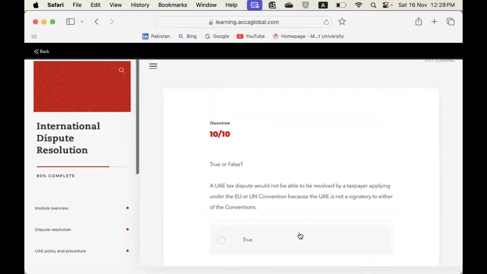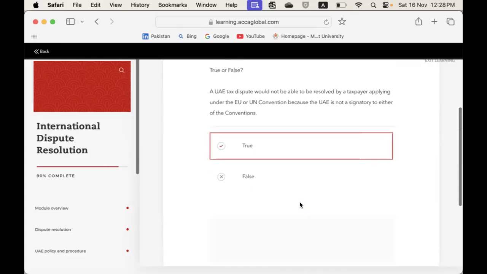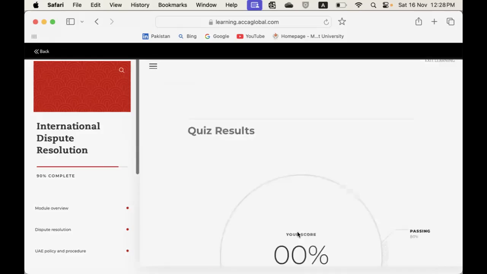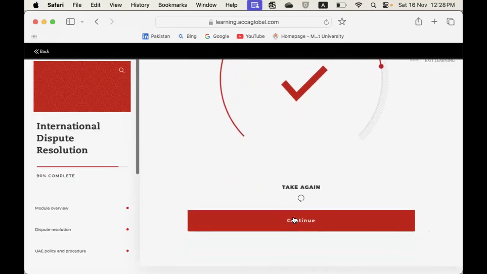Then we come to the 10th one. A UAE tax dispute would not be able to be resolved by a taxpayer applying under the EU or UN convention because the UAE is not a signatory to either of the conventions. True. The UAE has not signed the European Convention on Human Rights and also the ICCPR. So under these two conventions, a taxpayer cannot resolve it. Let's look at the answer. Okay, so we barely passed.